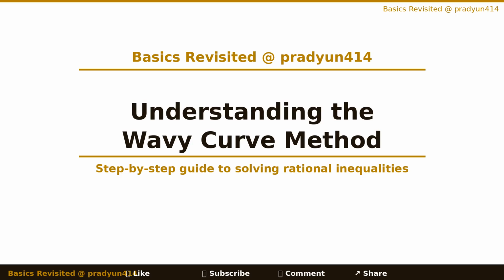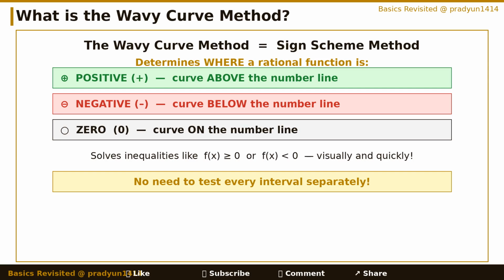Today we master the wavy curve method, a powerful technique to solve rational inequalities without testing every interval separately. The wavy curve method, also called the sign scheme method, tells us exactly where a rational function is positive, negative, or zero. Positive means the curve is above the number line, negative means below, and zero means on the line. This lets us solve inequalities like f of x greater or equal to 0, visually and quickly.